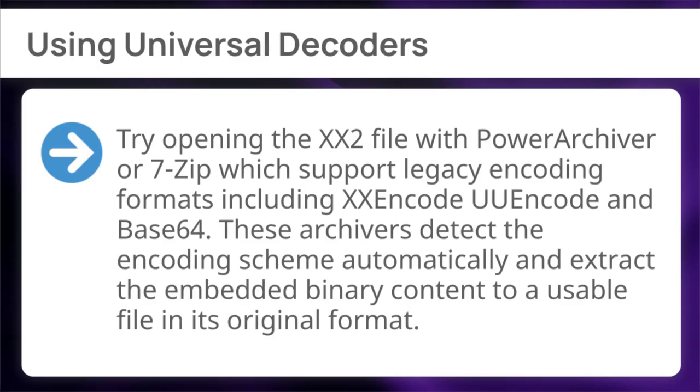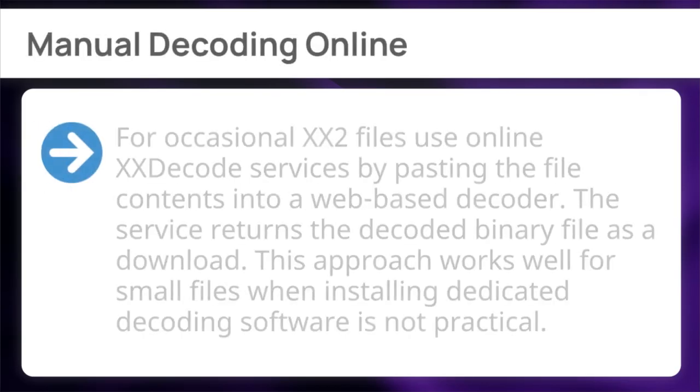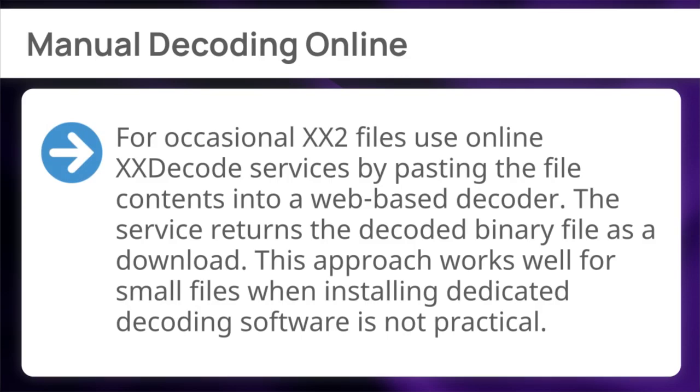These archivers detect the encoding scheme automatically and extract the embedded binary content to a usable file in its original format. Finally, manual decoding online. For occasional XX2 files, use online XXDecode services by pasting the file contents into a web-based decoder. The service returns the decoded binary file as a download. This approach works well for small files when installing dedicated decoding software is not practical.